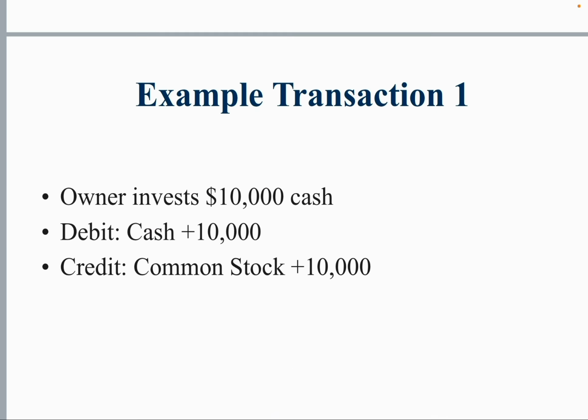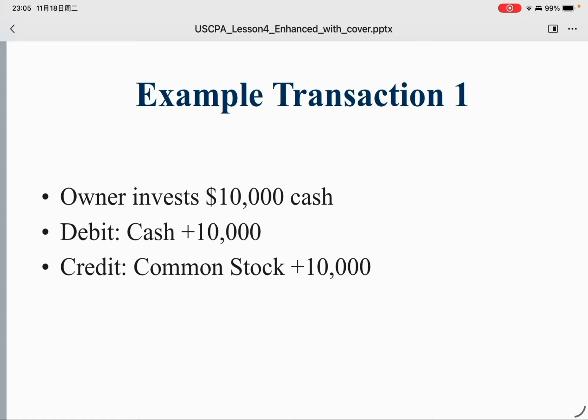Example transaction 1. Let's look at our first example. Owner invests 10,000 cash into the business. Cash increases, debit. Common stock increases, credit. Journal entry: debit cash 10,000, credit common stock 10,000. Let's keep the equation in balance.